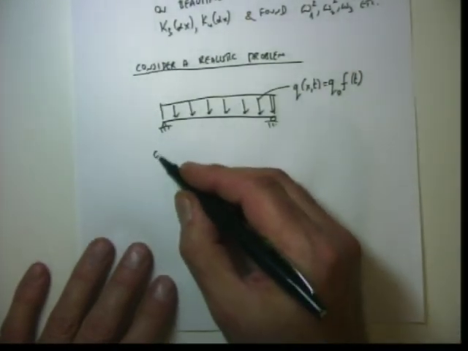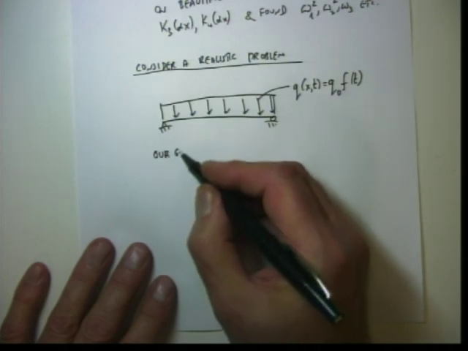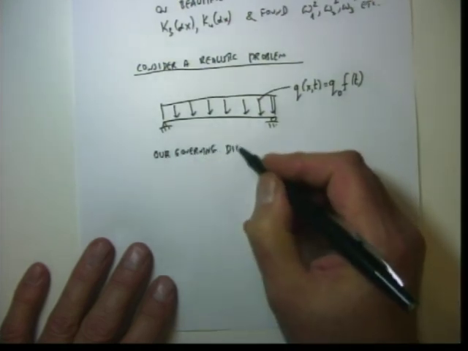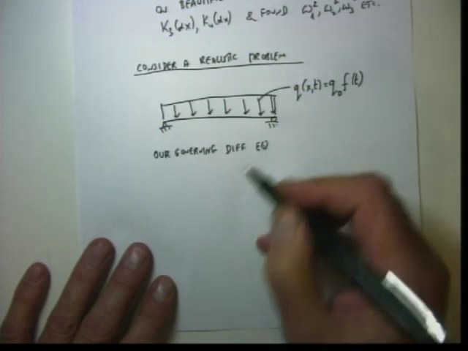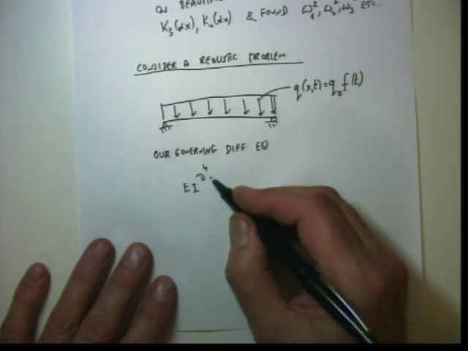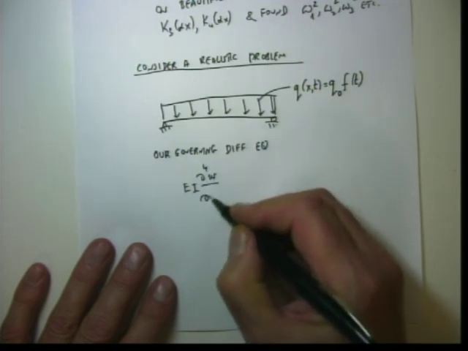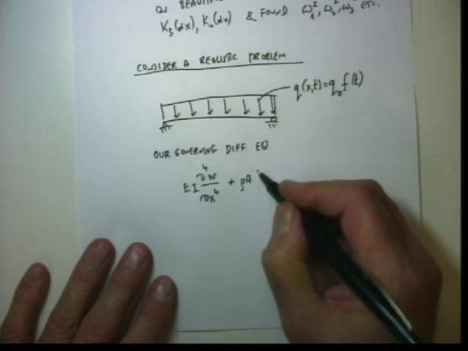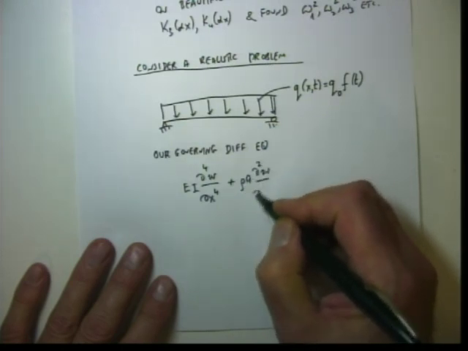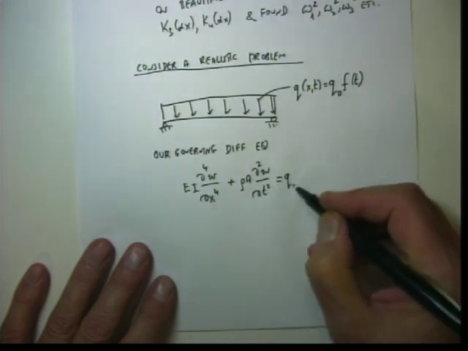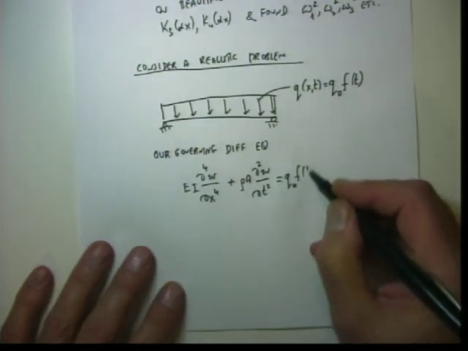So we want our governing differential equation, which is EI, fourth derivative of W with respect to x, plus rho A d2W dt square, and this equals Q0 f of t.